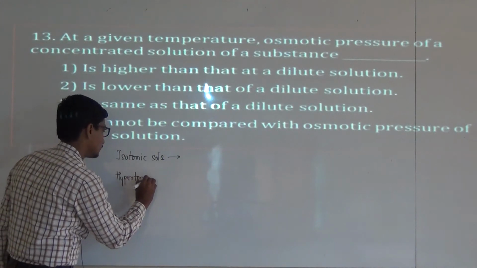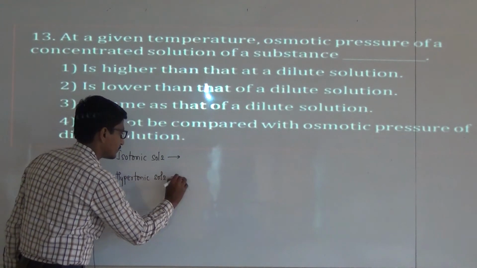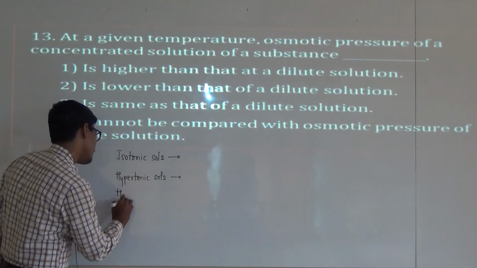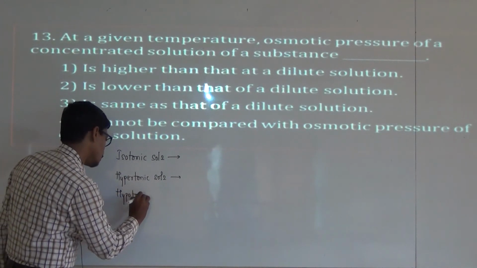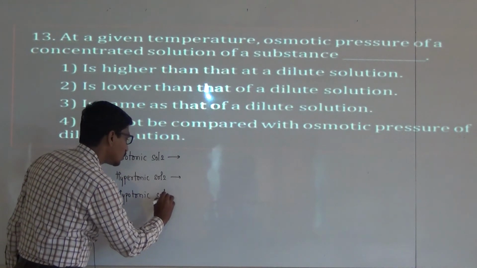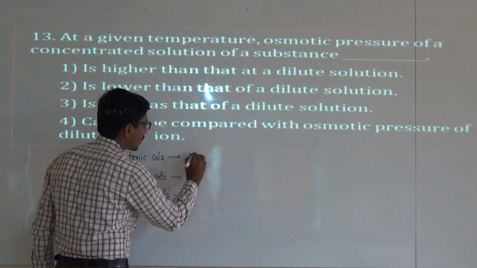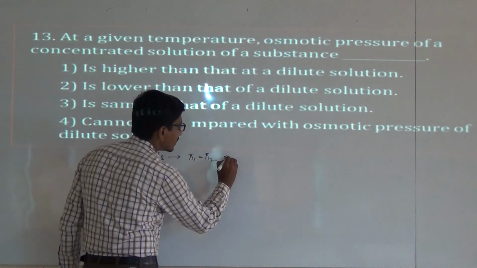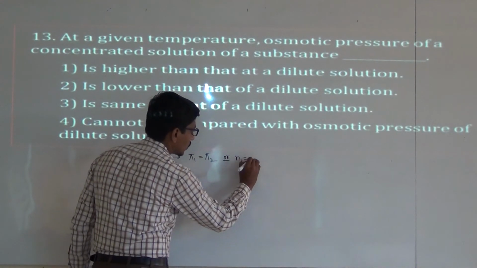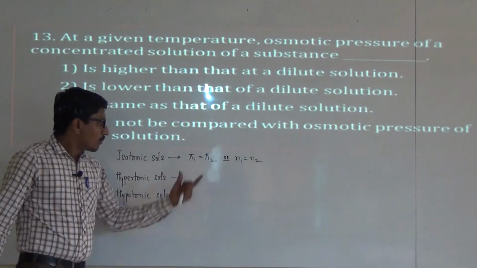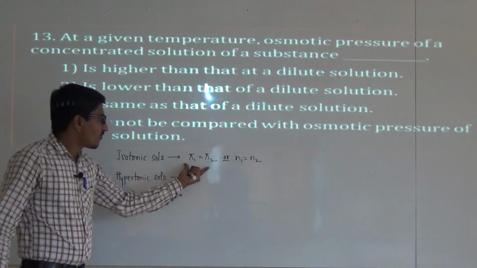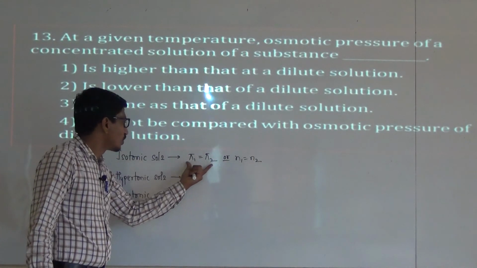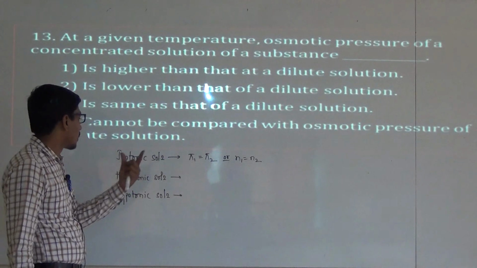Hypertonic solution, then hypotonic solution. Two solutions having the same osmotic pressure, pi 1 equal to pi 2 or n1 equal to n2, the same number of particles or same number of moles, or the same osmotic pressure, are isotonic.